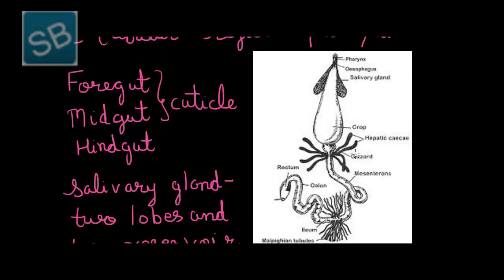Six segments are found in gizzard. Such segments are chitinous teeth. At the posterior end of gizzard, there occurs a sieve-like structure where the chitinous teeth are located. The structure till gizzard includes foregut. This gizzard opens into midgut region, that is, 8 pair of hepatic cecae are located in the midgut region.